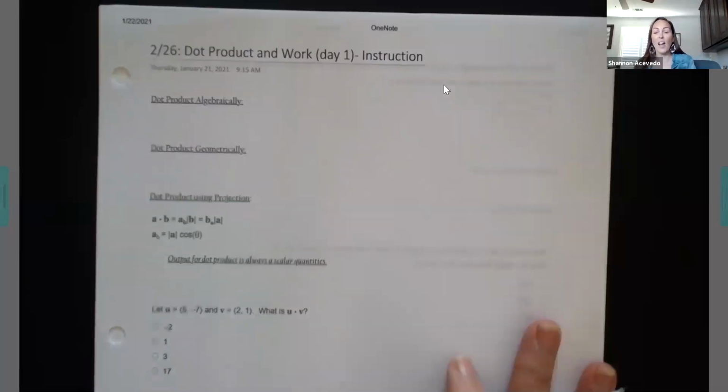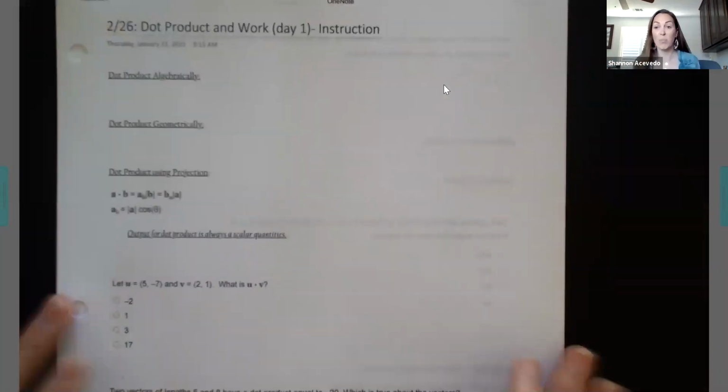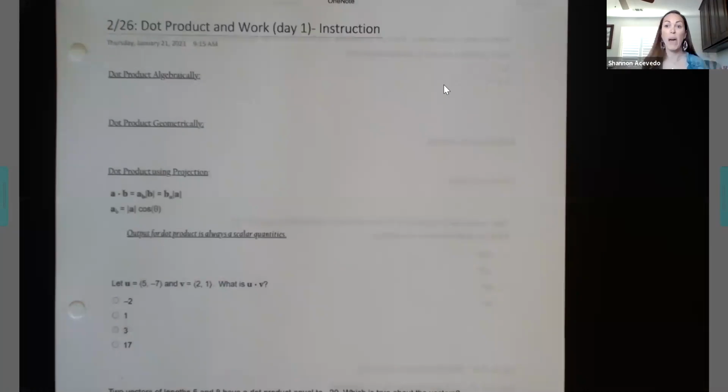Hi, everybody. All right, today I'm going to go over some of the instructions or some of the background on the dot product and work. So dot product, all this vector stuff is totally new to us. But it's kind of fun. I like dot product. I like working with these ideas of vectors.